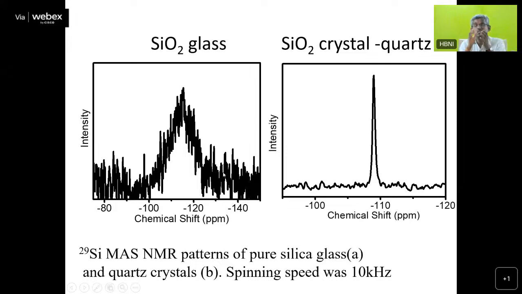The spinning speed was around 10 kilohertz. From the line shape itself, you can say this is an amorphous material and this is a crystalline material. Of course, we need not do NMR for this. X-ray diffraction patterns are available, but you can get information regarding this by NMR also.